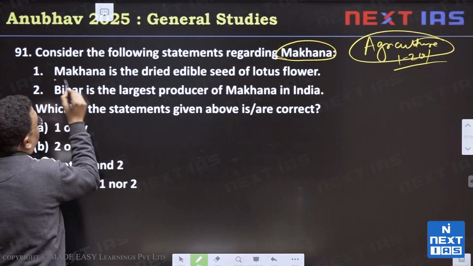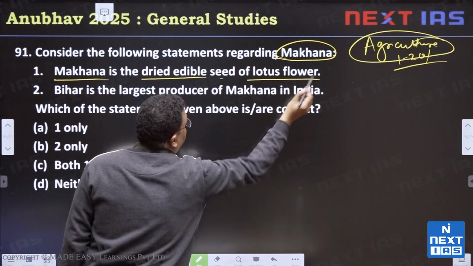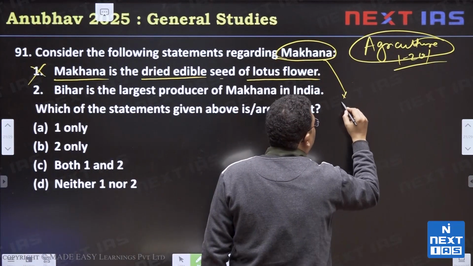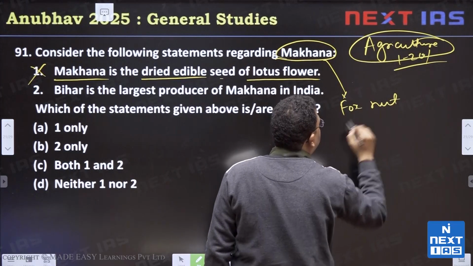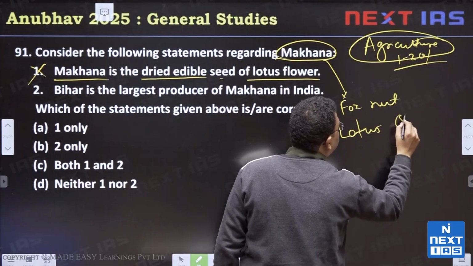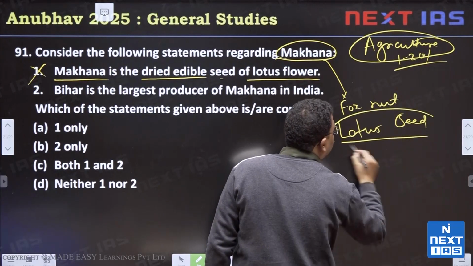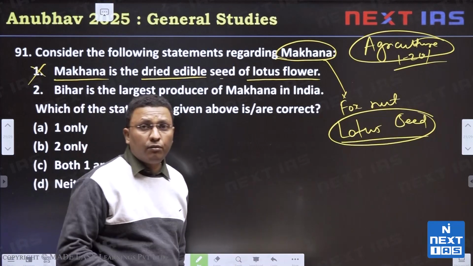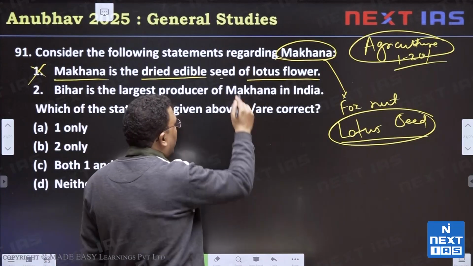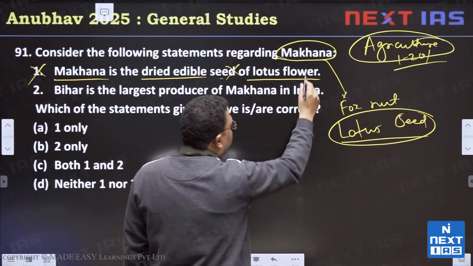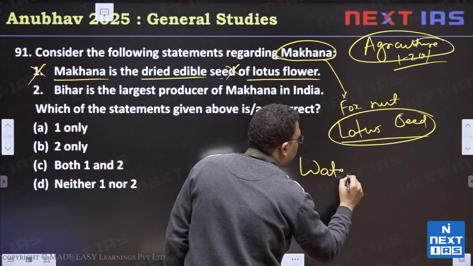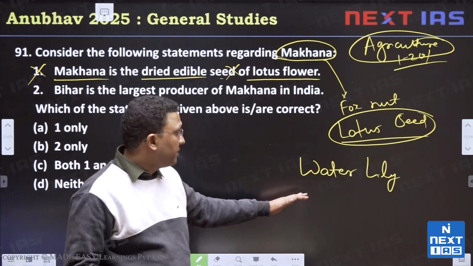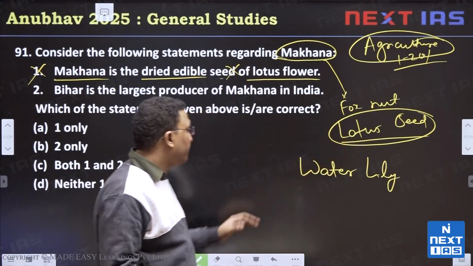So let's read the given statements. First statement says makhana is the dried edible seed of lotus flower. This is not correct. So makhana in English is called foxnut and it is also called lotus seed. Because of this name lotus seed, people generally believe that makhana is dried edible seed of lotus flower. But this is not correct actually. Makhana is basically dried edible seed of water lily. Water lilies grow in freshwater ponds and look similar to lotus flower, but they are different from lotus flower.